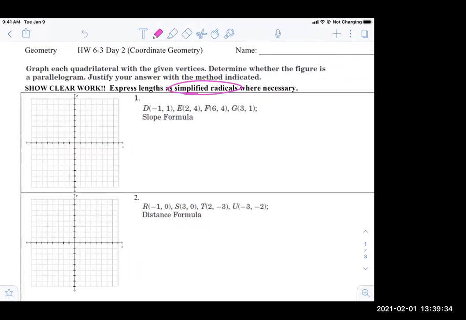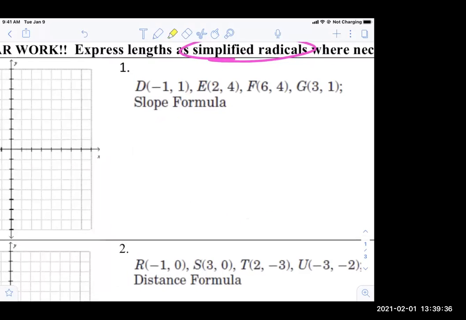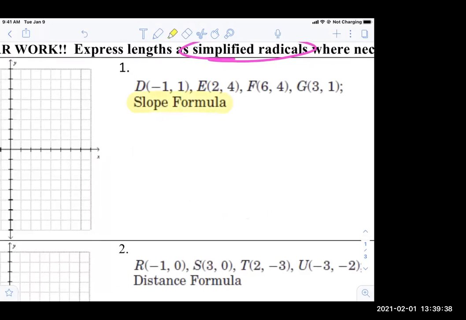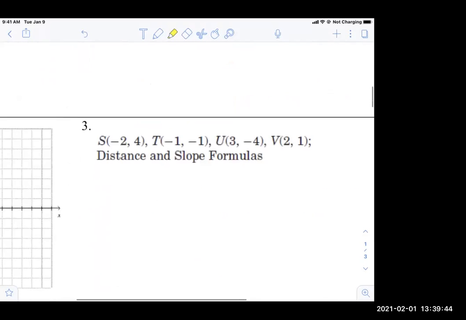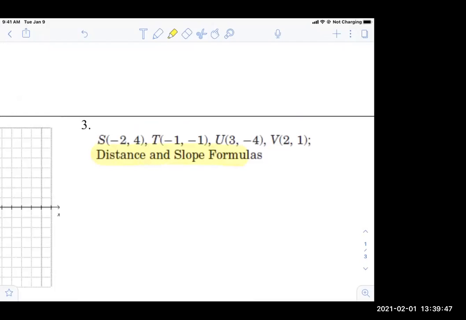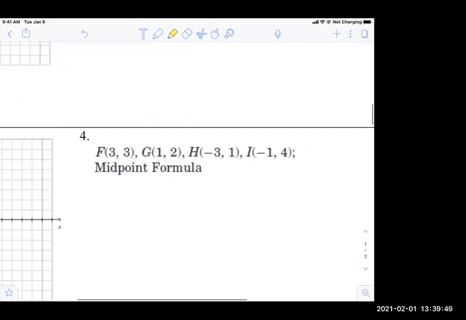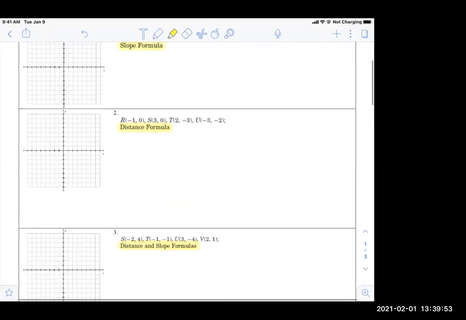But highlight this for me right now. It's telling you to use slope formula. It's telling you on the second one to use distance formula. It's telling you on the third one to do distance and slope. And it's telling you in the fourth one to do midpoint. This is the same exact orders and notes we just did.